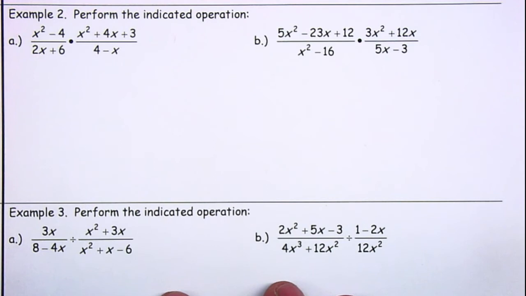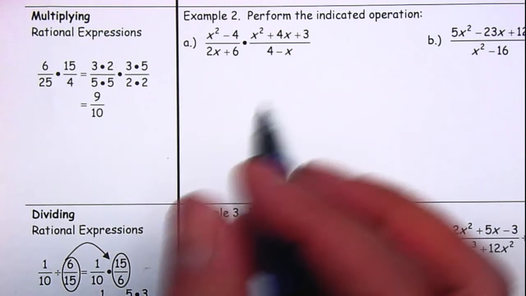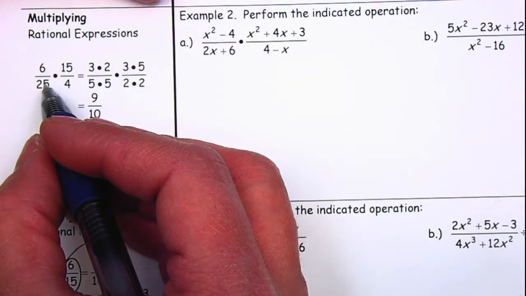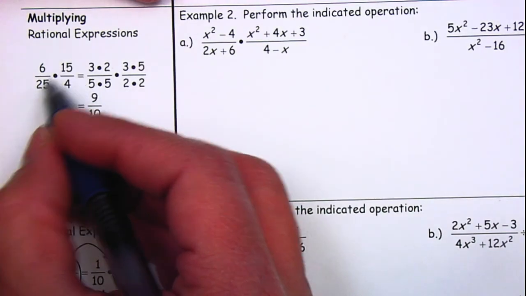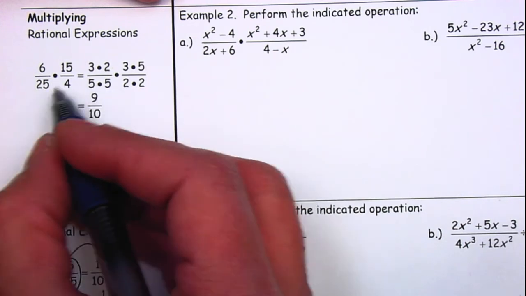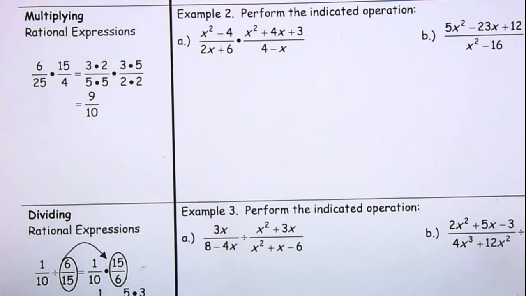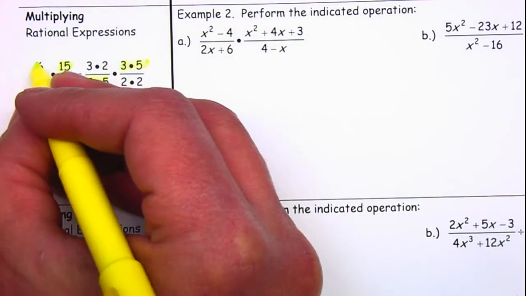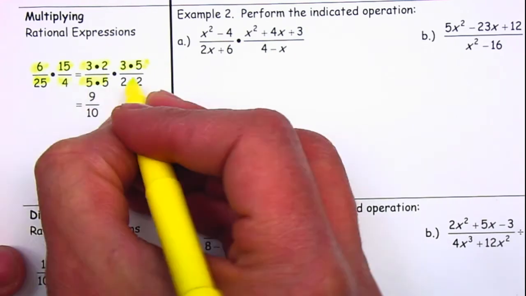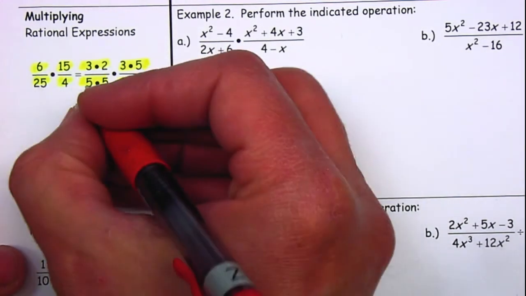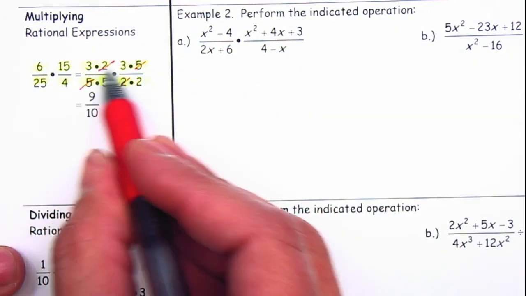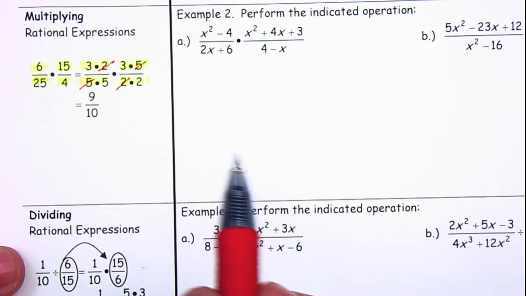On example number 2, it says, perform the indicated operations. And as you guys remember, back from elementary, to be able to multiply fractions, we want to be able to factor this out. A lot of you guys just say, okay, what number divides 15 and 25? What we actually are doing, you are factoring the 25 as 5 times 5, the 15 as 3 times 5, the 6 as 3 times 2, and the 4 as 2 times 2. And then from there we can cancel the 5s, we can cancel one of the 2s. So we have left 3 times 3 is 9, 5 times 2 is 10.